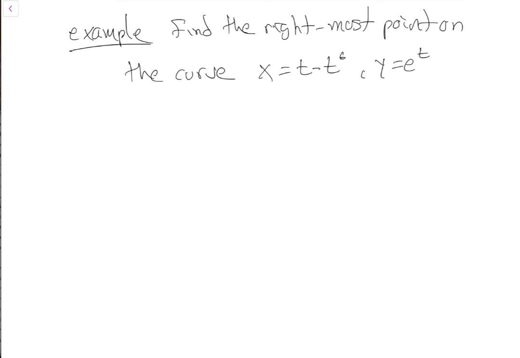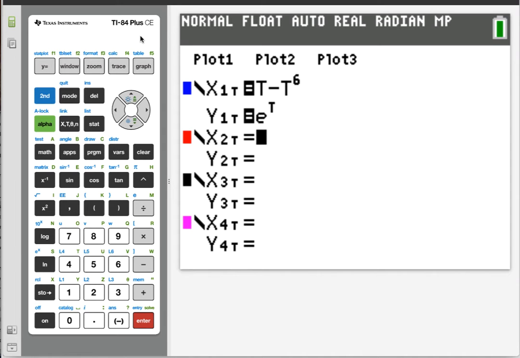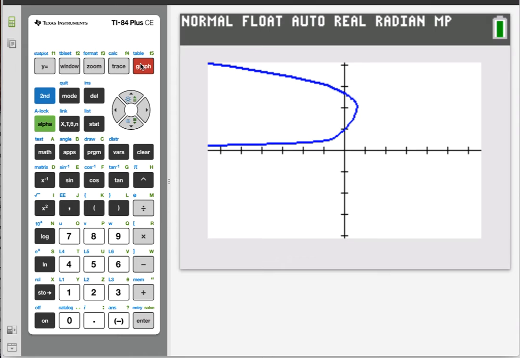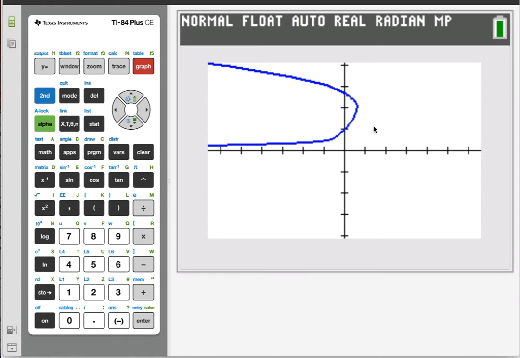Now, I want to visualize this so we can just kind of see conceptually what it is we're looking at. So bringing up my TI calculator and plotting this parametric curve, we see this basic shape. So we can see that we have a rightmost point here. And if we think conceptually, physically about what's happening there, obviously at the rightmost point, we're going to have a vertical tangent. So we're looking where the derivative is undefined in this case to find that vertical tangent.